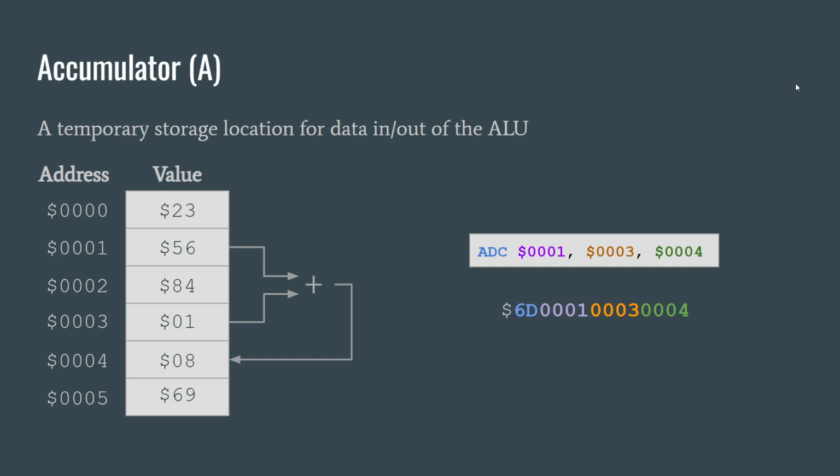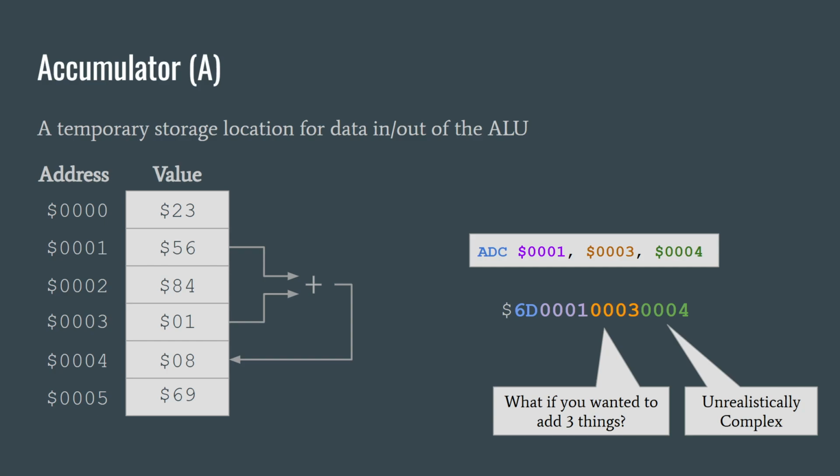But it also raises a couple other questions. What if I want to add 3 things together? Do I need another instruction that then takes 4 operands, 3 things and 1 result? What if I want to add 4 things together? What if I want to add n things together? It's a problem that never ends. So you can't do math like this inside of a computer.